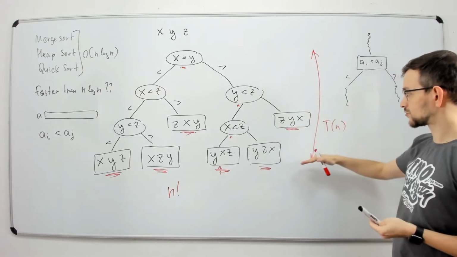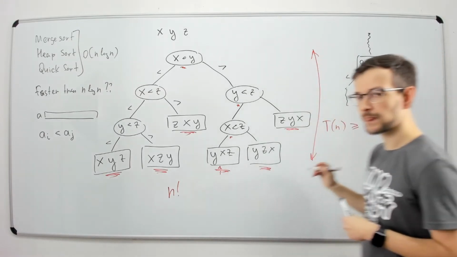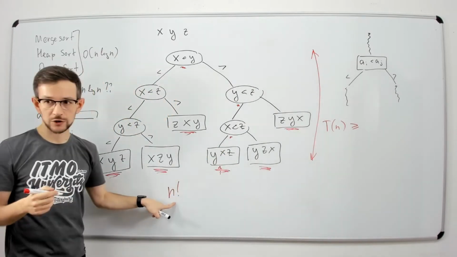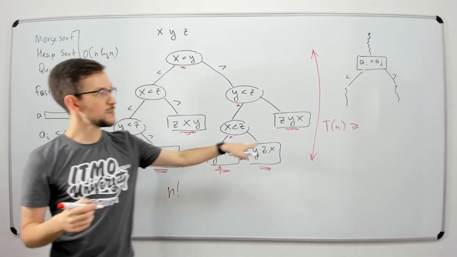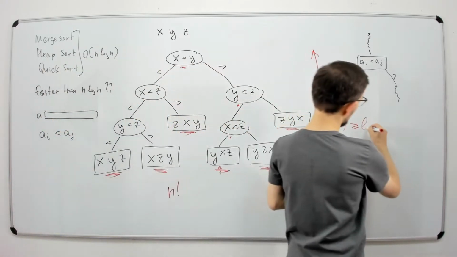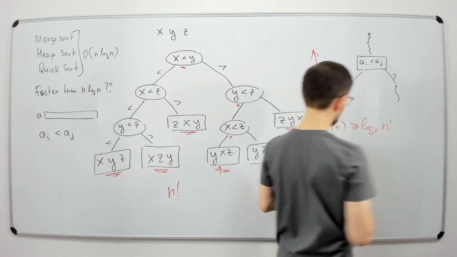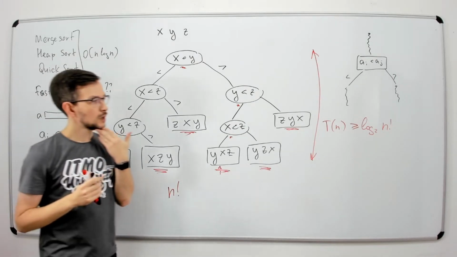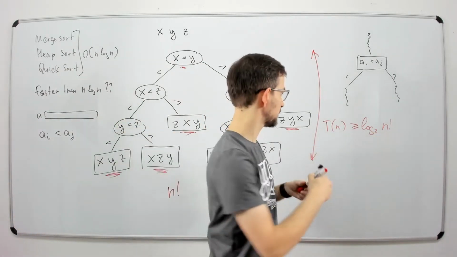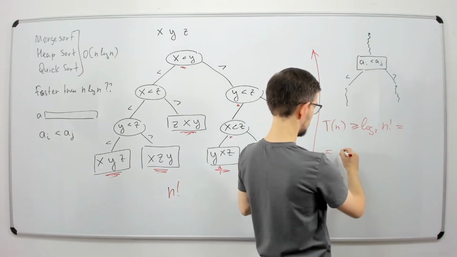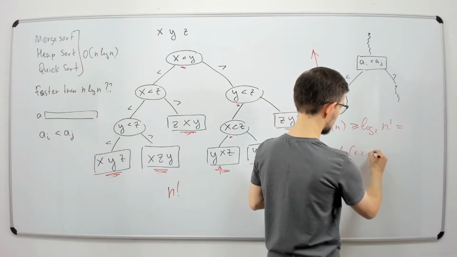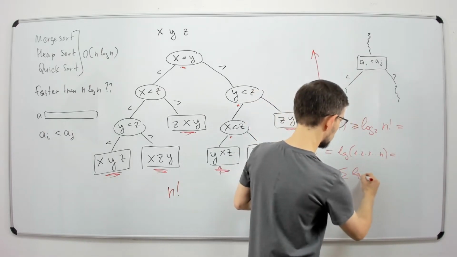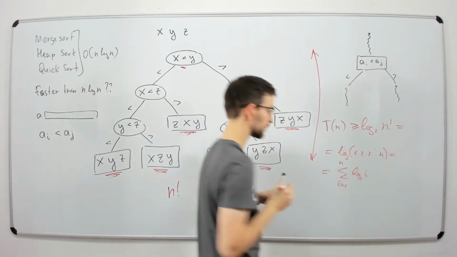So the height of this tree is greater or equal than the logarithm of the number of elements. So we have n factorial elements in this tree. So the minimal possible height is logarithm base 2 of n factorial. Right? Now, what is logarithm of n factorial? It's log of 1 multiplied by 2 multiplied by 3 and so on to n. It's equal just to the sum of log i for all i from 1 to n.